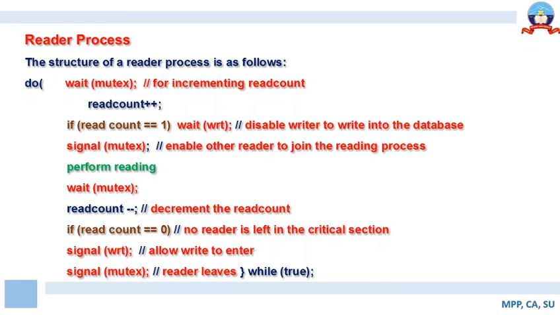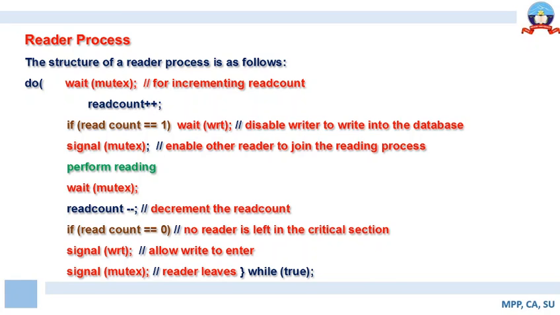So now what I'll do is I'll increment the value of WRT in order to provide provisions for the writer to write onto the file, right? Then again, I'll signal mutex, so I'll increment the value of mutex. Once all the readers leave, the writer will be allowed to perform operations. So this is the way the reader process works.